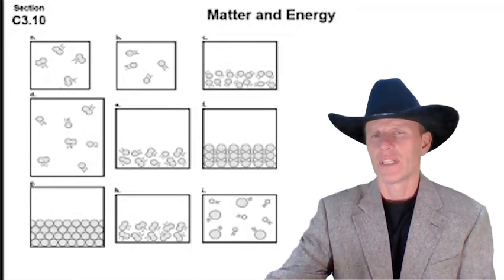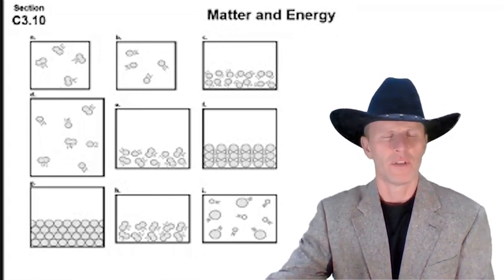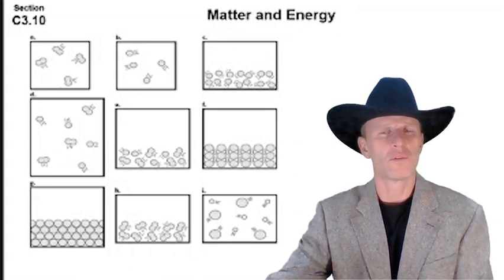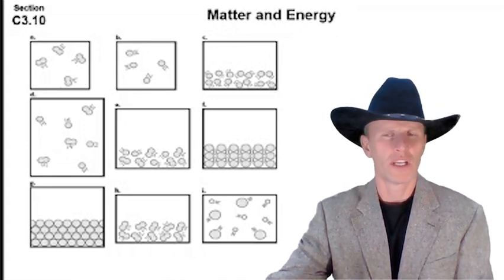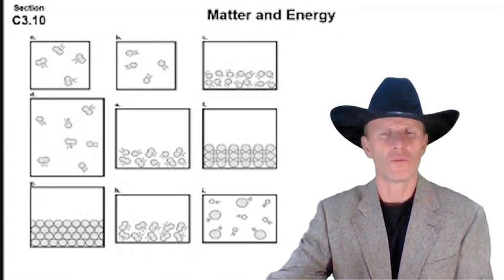These 9 drawings contain different types and numbers of atoms and molecules. Pause the video and identify each diagram as one or more of the following: solid, liquid, or gas, and atoms, molecules, or both.